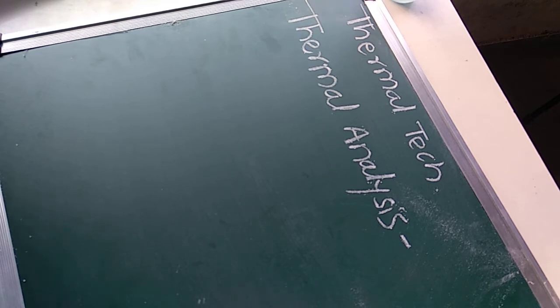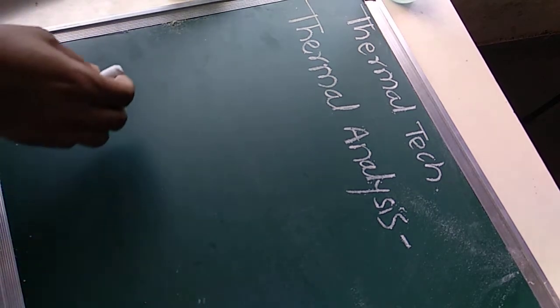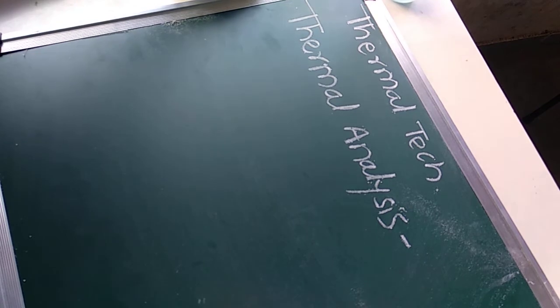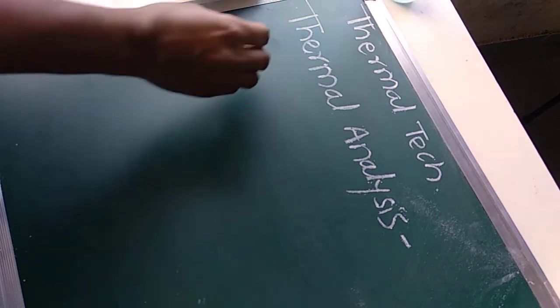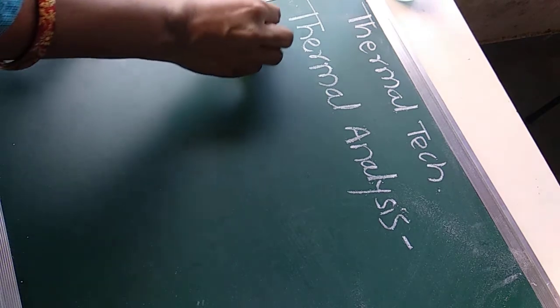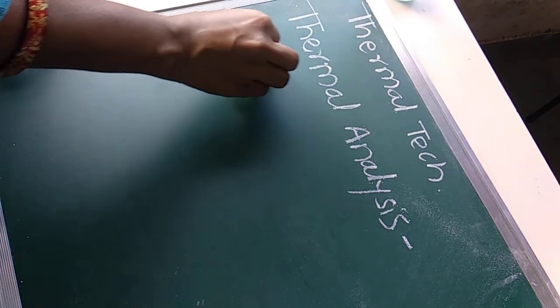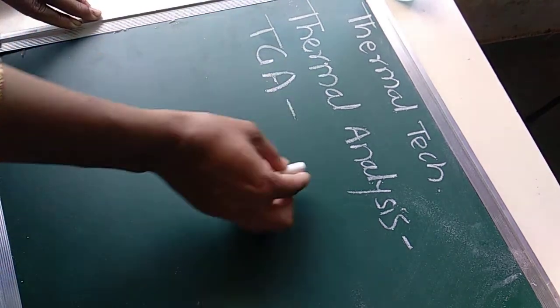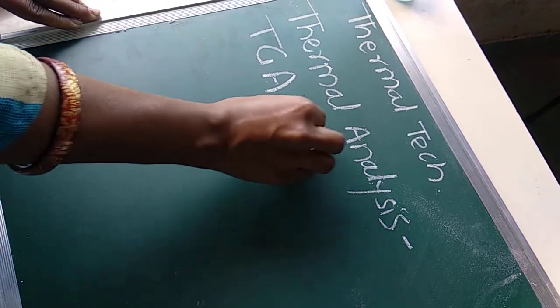In our syllabus, there are 4 thermal techniques introduced. The first technique is TGA, the second technique is DSC, the third technique is DTA, and the fourth technique is TGD. Today we see the first technique, TGA. TGA means thermogravimetric analysis.